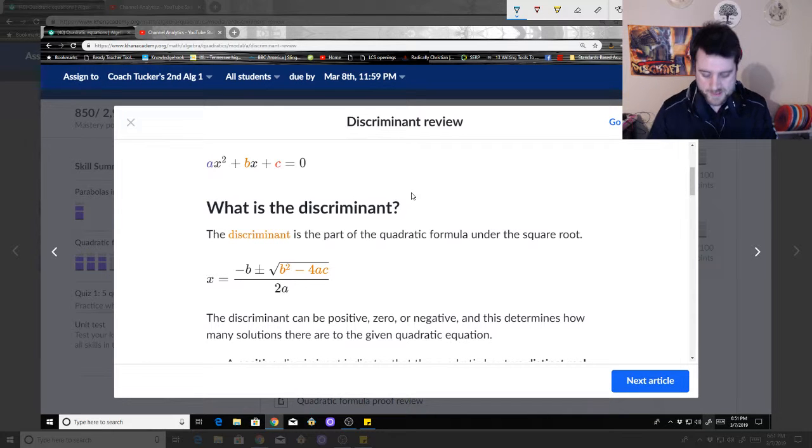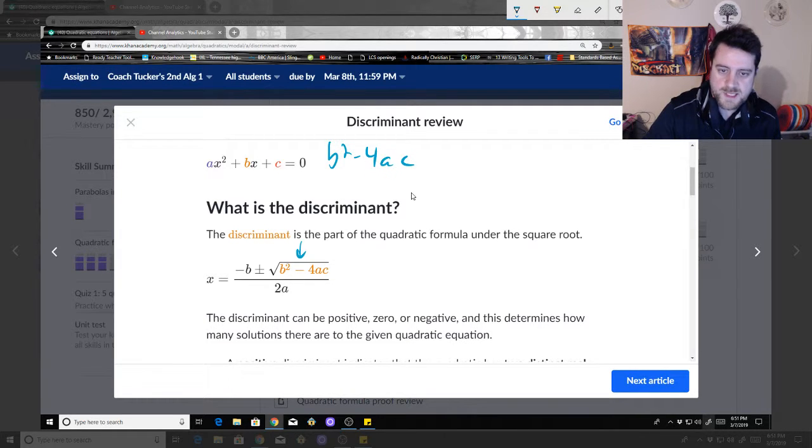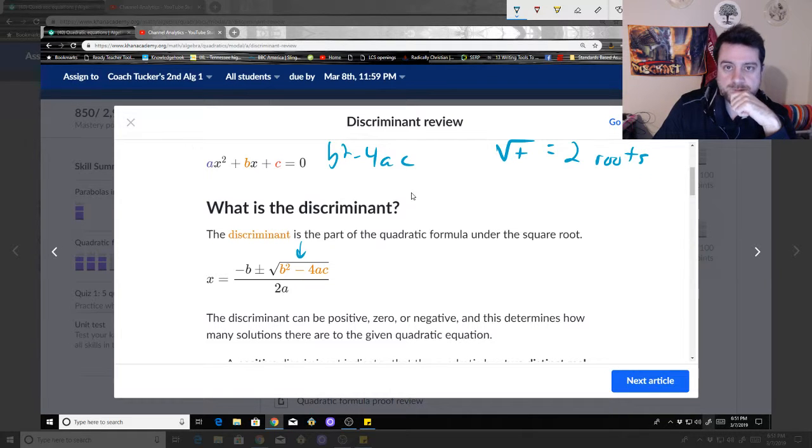That was weird. Okay, so if you think about the discriminant, it's inside the radical symbol. So b squared minus 4ac. Well, if it's positive, okay, so the square root of a positive, you have two roots, right? Two roots. Okay? The square root of 0 is just one root.